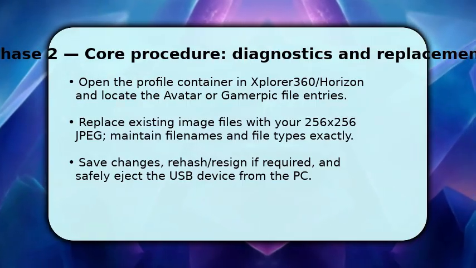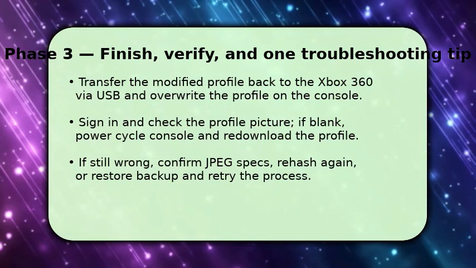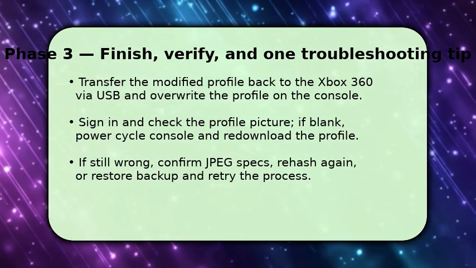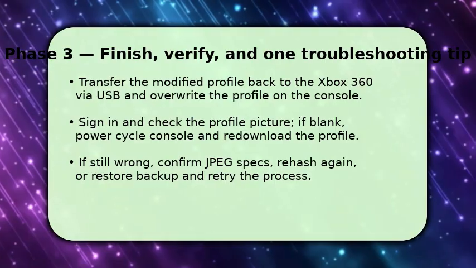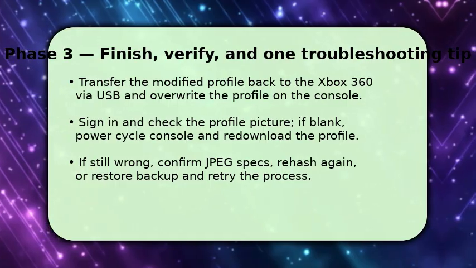Finally, save and safely eject the USB to avoid corruption. Finish by moving the edited profile back onto the Xbox and signing in to apply the change. Overwrite the console profile with the USB copy, then check the picture on the dashboard and in games.